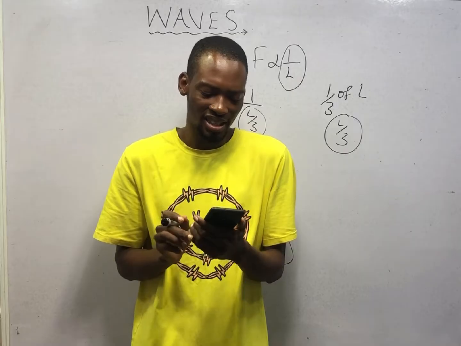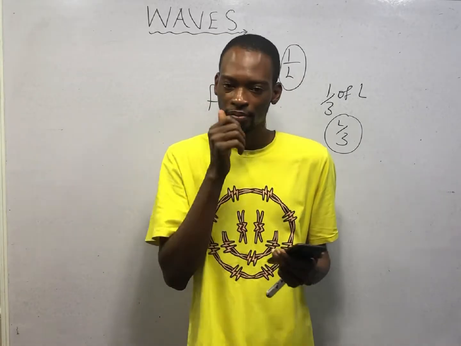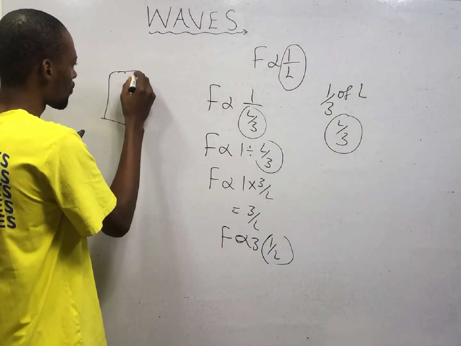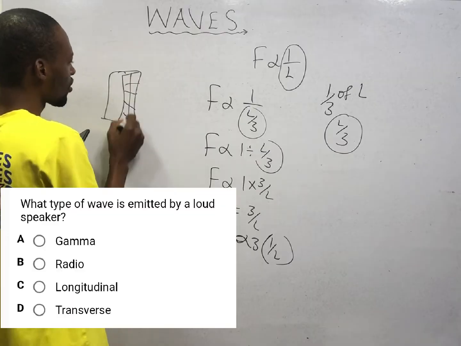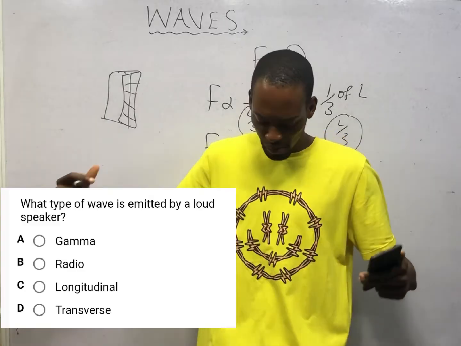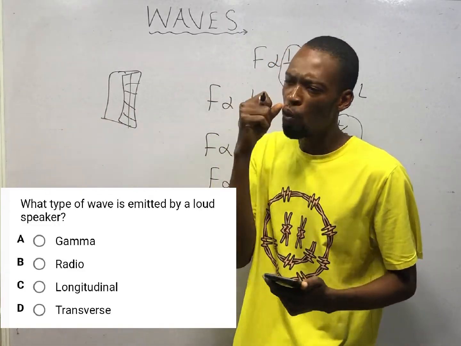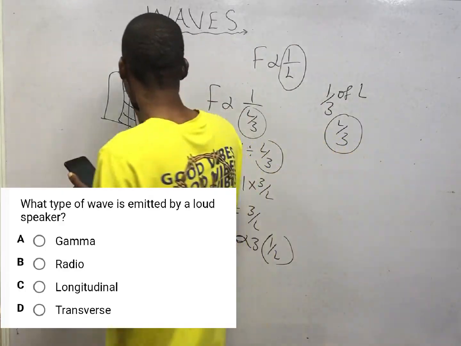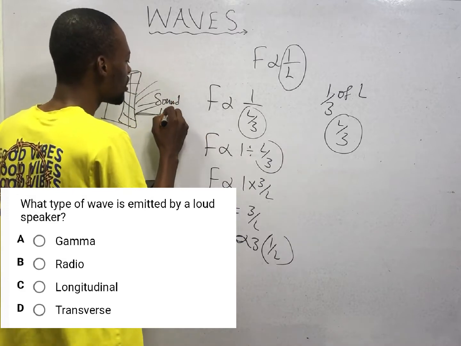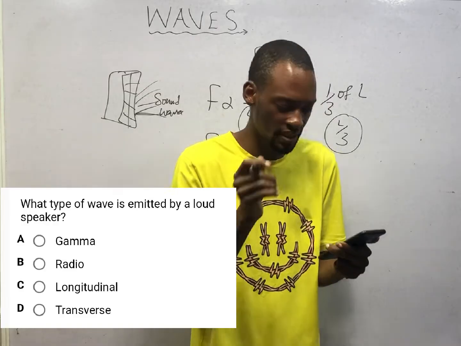And the next question says, what type of wave is emitted by a loudspeaker? A loudspeaker. At home or in your music box, you see a speaker playing, and you are vibing, right? Now, what are you vibing to? You are vibing to sound, which means the loudspeaker produces sound waves.